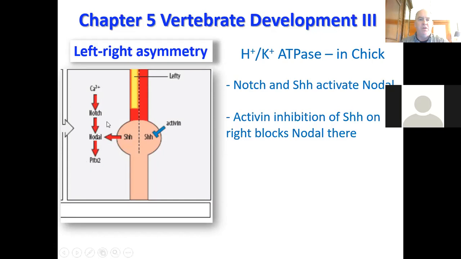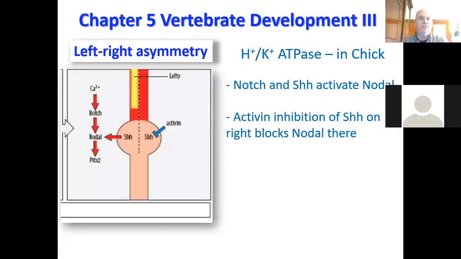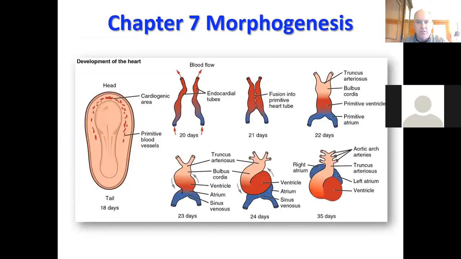And this is going to be exaggerated, I guess you would say, by activin, which is blocking sonic hedgehog activity over here. Okay, so we're getting a lefty expression here, and that's making this lefty. Lefty, okay, so that's the end of chapter 5. Chapter 5. That's a very Vermont way of saying it, 5.